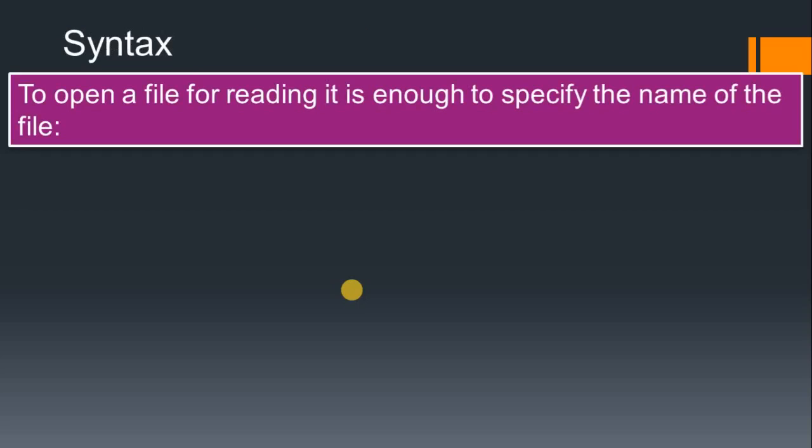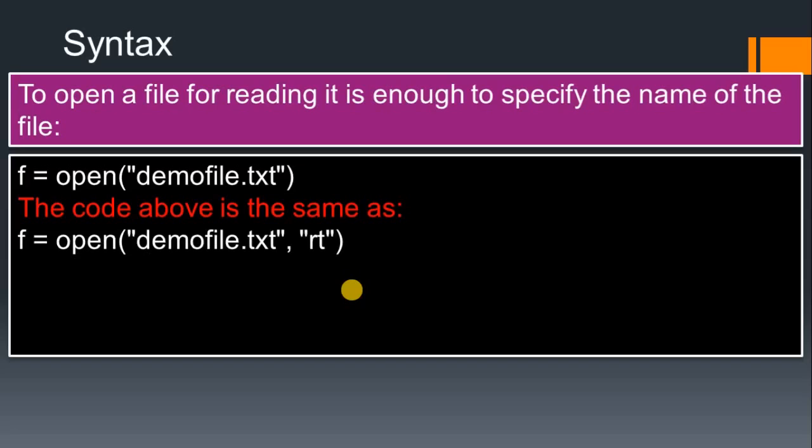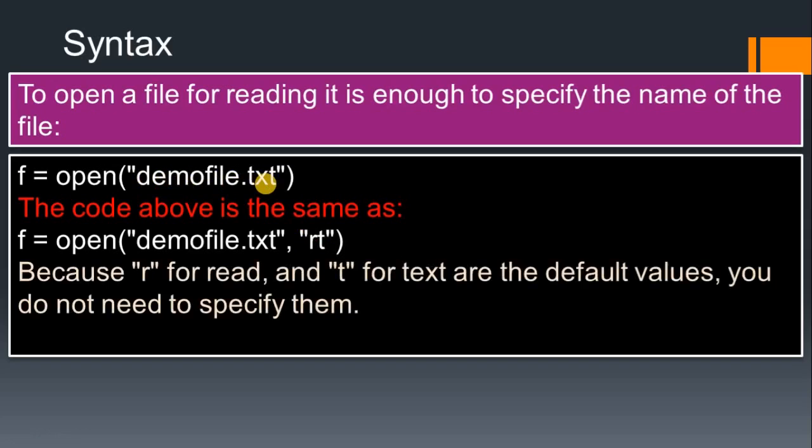To open a file for reading, it is enough to specify the name of the file. If you specify just the name of the file, it will assume that it is for reading purposes and it is a text file. And it can be written like this also, where R means for reading purposes and T means text file, but there is no need to write that. You just specify the file name. By default it will be for reading purposes and it is a text file.